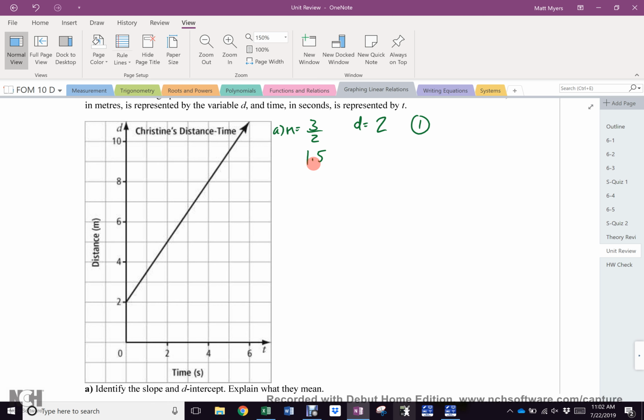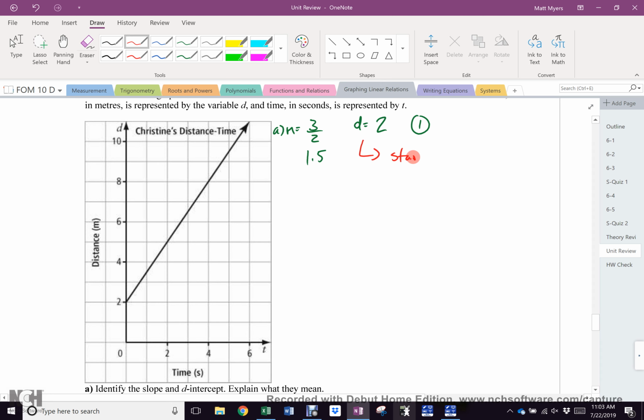Pardon me? Yeah, but that's not what it means. That's what you do. What does it mean on the graph to say her d-intercept is 2? What is this a graph of? Christine's distance. From what? Distance from the sensor. So the d-intercept is her starting point at 0 seconds. What's the 1.5? Or 3 halves? What's that?